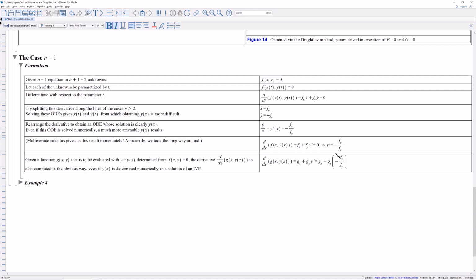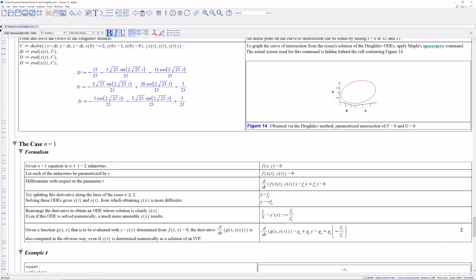And if you get the solution to this differential equation, even numerically, in Maple, you can go ahead and differentiate g of x, y of x. You get formally g sub x plus g sub y, y prime. And for y prime, you can put this expression, which is an expression in x and y, for which you can solve the differential equation. So what remains is to do an example with this approach.